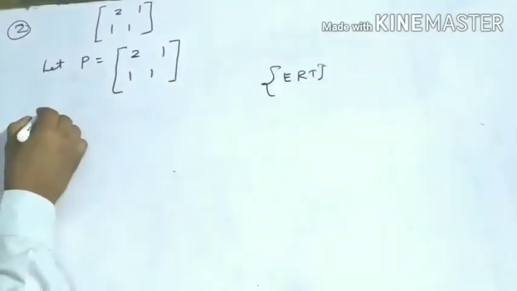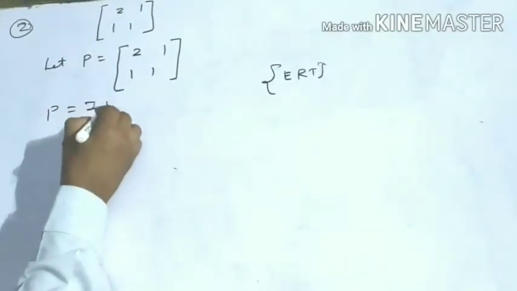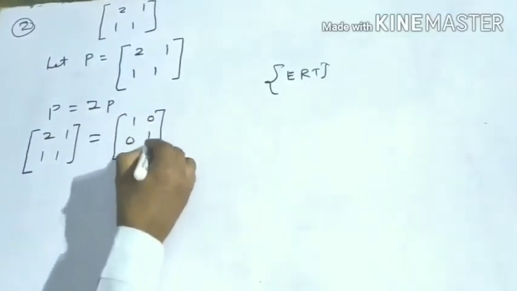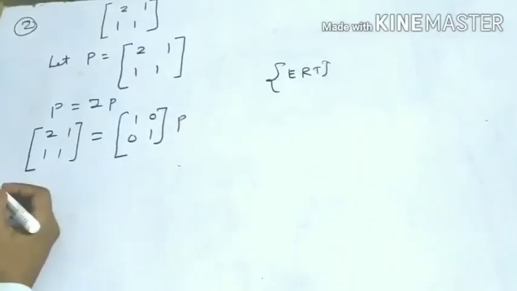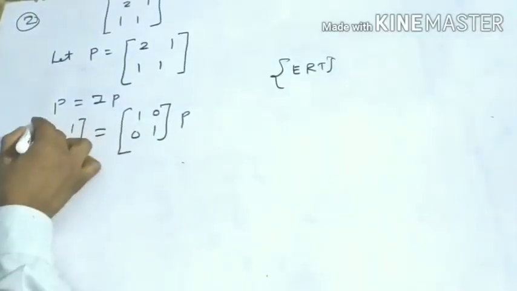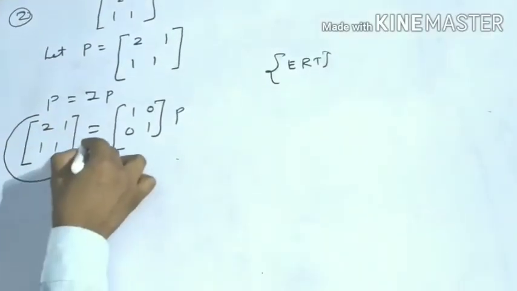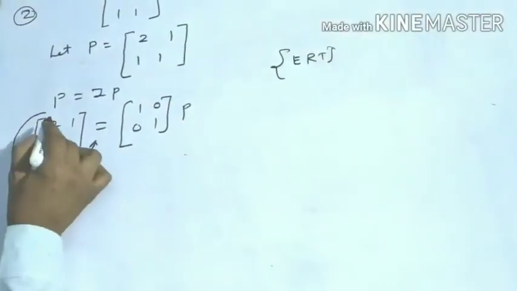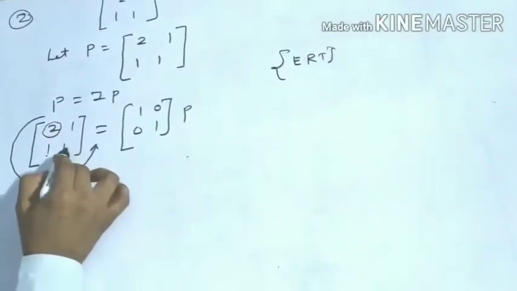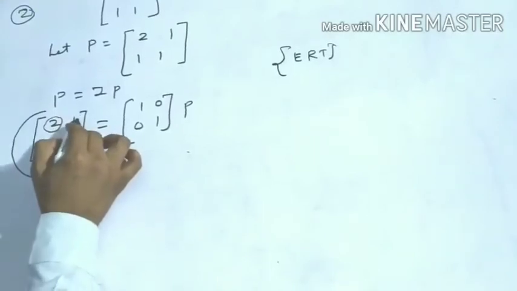So you have to write P is equal to IP. Here this is 2, 1, 1, 1. Then this is the identity matrix 1, 0, 0, 1. And here this is the P. Again the same thing: if you are going to apply the elementary row transformation, you have to move in the anti-clockwise direction. The first element you have to make 1, then the second element you have to make 0, then the third you have to make 1, and then the fourth you have to make 0.